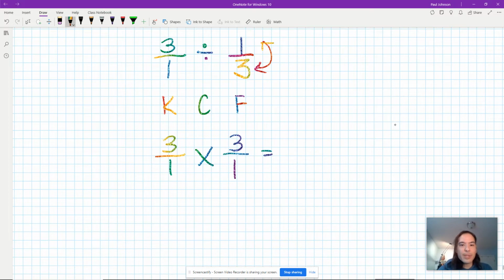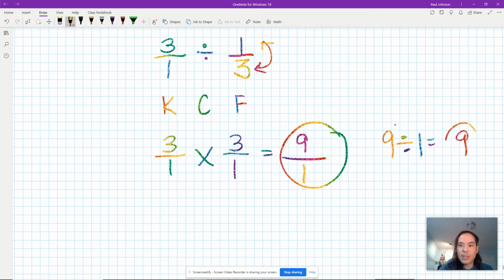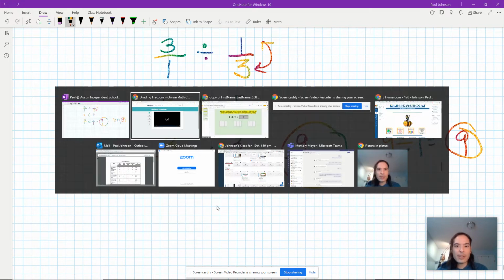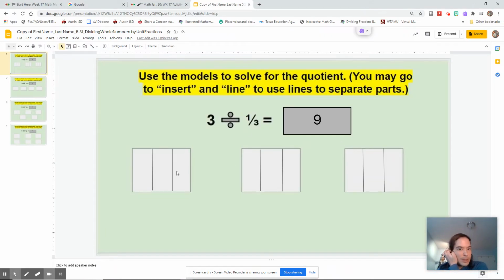So now we can do top times top. 3 times 3 is 9. Bottom times bottom, 1 times 1 is 1. That gives us the improper fraction 9 divided by 1. And then 9 divided by 1 is 9. So we did get the same answer that we got right here. We cut each of these 3 candy bars into thirds, and that gave us 9 pieces in total.